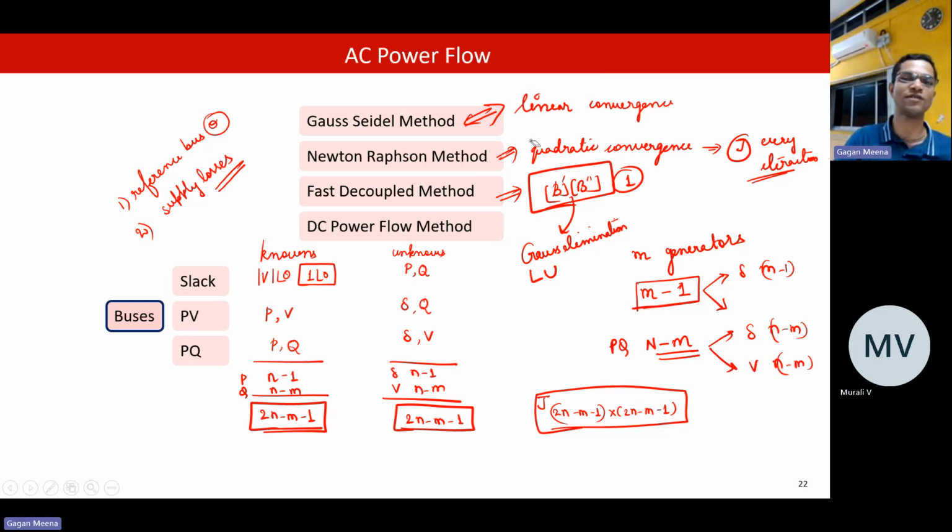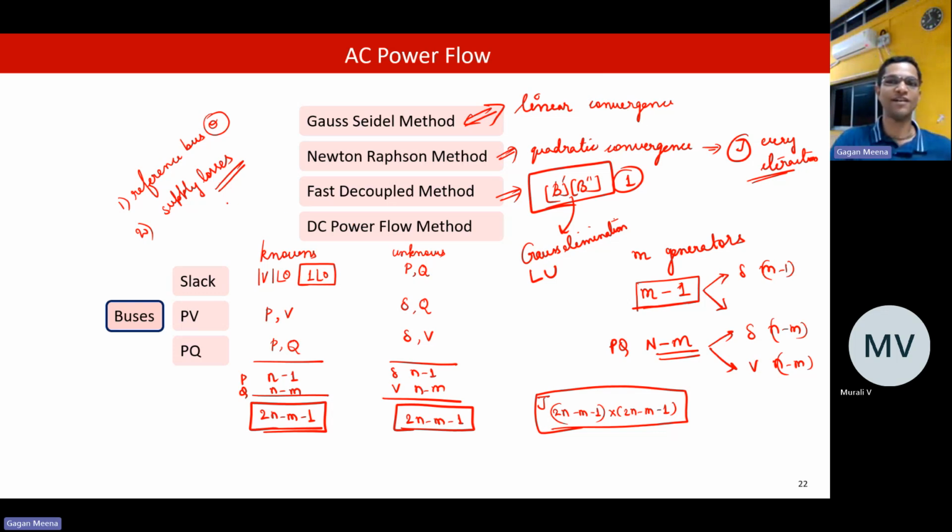We don't want to do the inverse. Inverse is a computationally intensive operation, and a power system network is a very large network. The size of the Jacobian matrix is very high. It can be 10,000 cross 10,000, or 20,000 cross 20,000. Taking the inverse is not a good choice. It will take a lot of time.